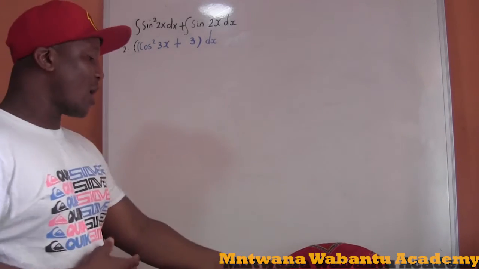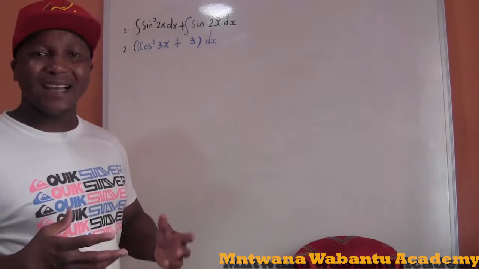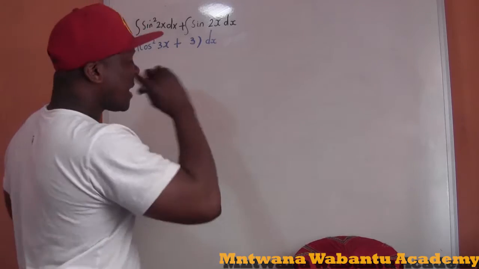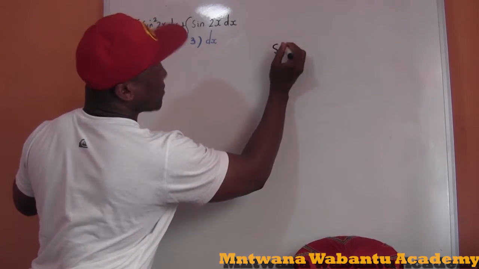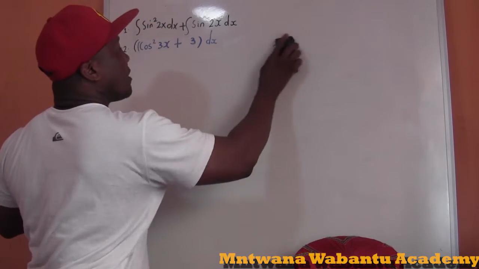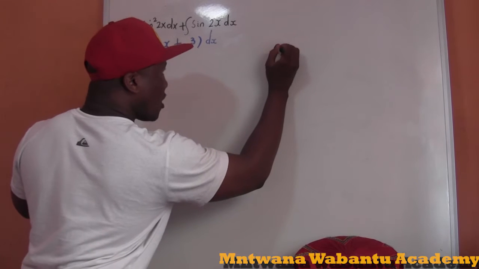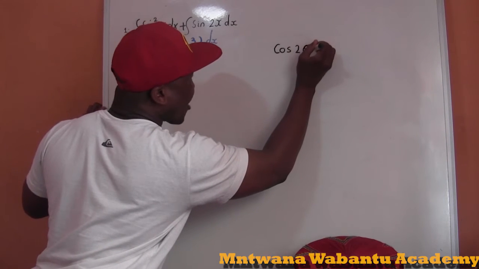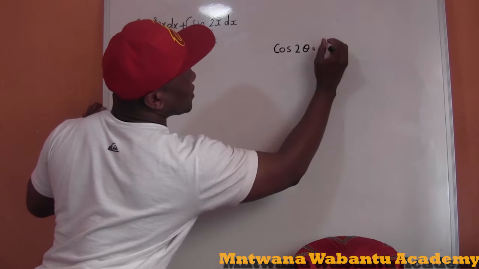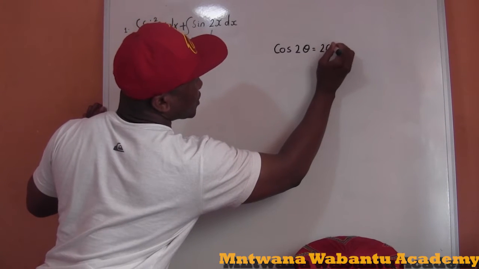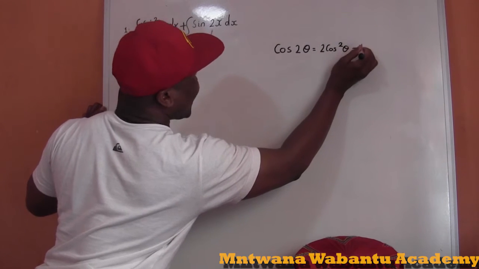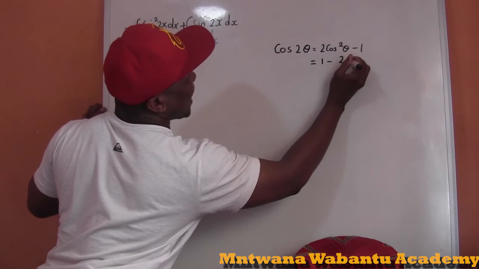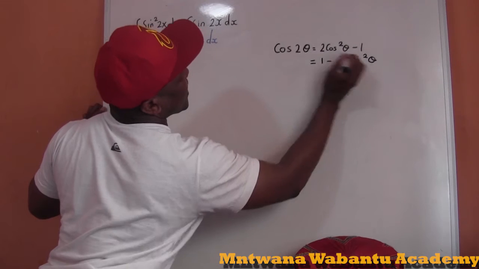But I said before we do anything with this, I want to take it back a little bit, because this is what we're going to use for the muscle of this body. If somebody gives you cos of a double angle, double means 2 times something, this can be written either as 2 cos square theta minus 1, or as 1 minus 2 sine square theta. It's the same thing.